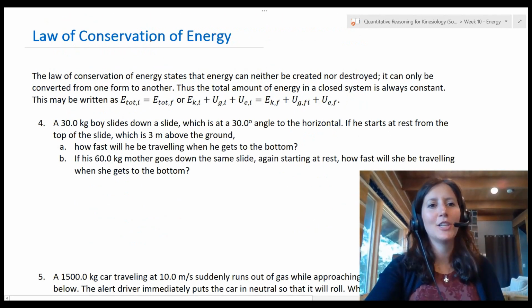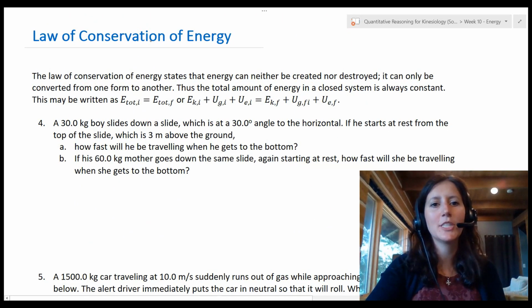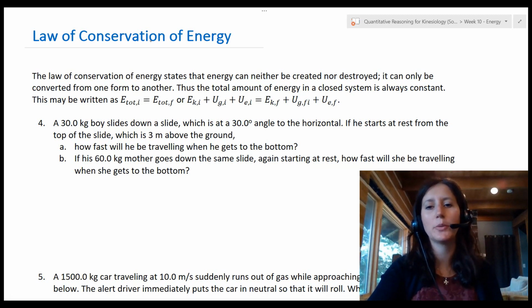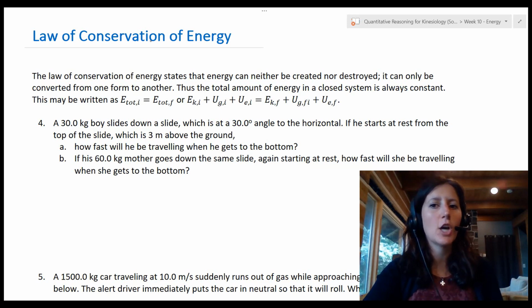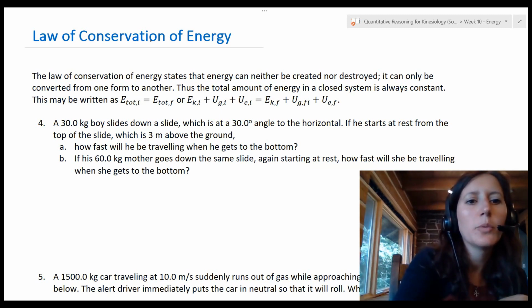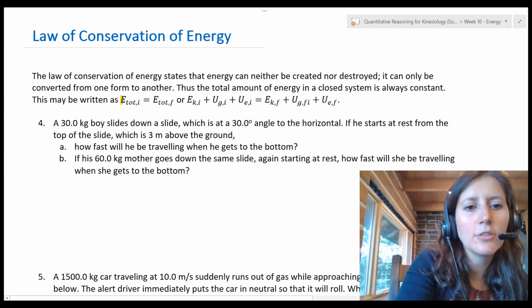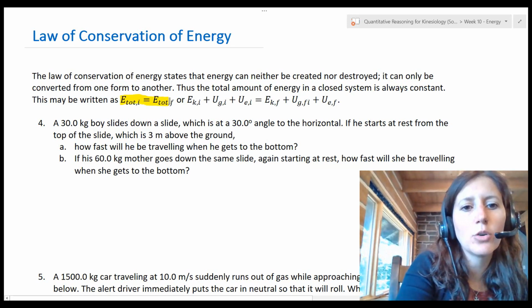So this takes us to the law of conservation of energy, which states that energy cannot be created or destroyed, but it can be converted from one form to another. That means that energy is conserved. So the total amount of energy in a closed system is always constant. So we can think of it as the total amount of energy initially is equal to the total amount of energy final.